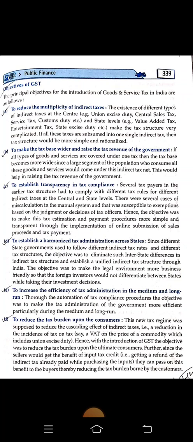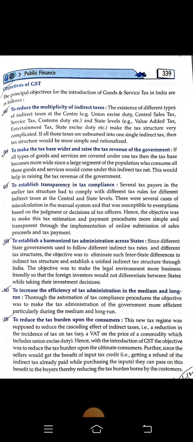To establish transparency in tax compliance. Several taxpayers in the earlier tax structure had to comply with different taxes or different tax rules for different indirect taxes in the central and the state government. There were several cases of miscalculation. Hence, the objective was to make the tax estimation and payment procedures simpler and more transparent, so that people do not get confused and are able to understand how much money they have to keep aside for paying the tax and what the procedures of paying the tax are.